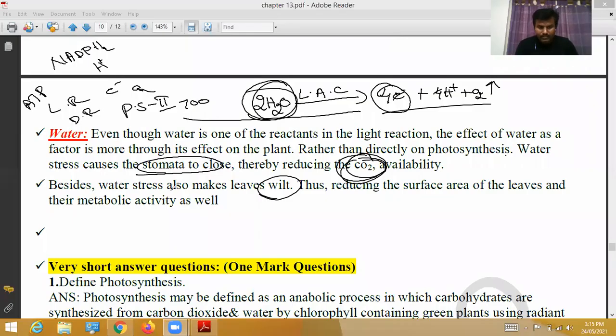Besides, water stress also makes leaves wilt. Leaves wilt, what does that mean? We already discussed wilting. Wilting means when water scarcity is there, when water is not available in the soil or in that particular plant, then automatically the plant will hang. Wilt means hang aside. When the plant does not receive sufficient water, at that moment the leaves in the plant hang aside. That is called wilt, thus reducing the surface area of the leaves and their metabolic activity as well.